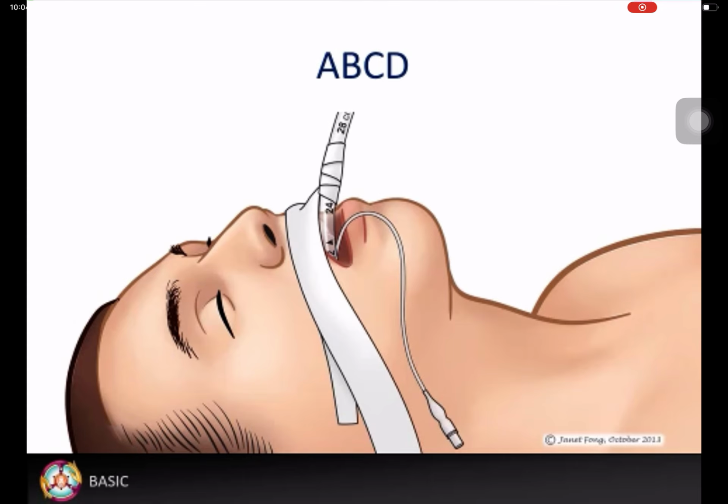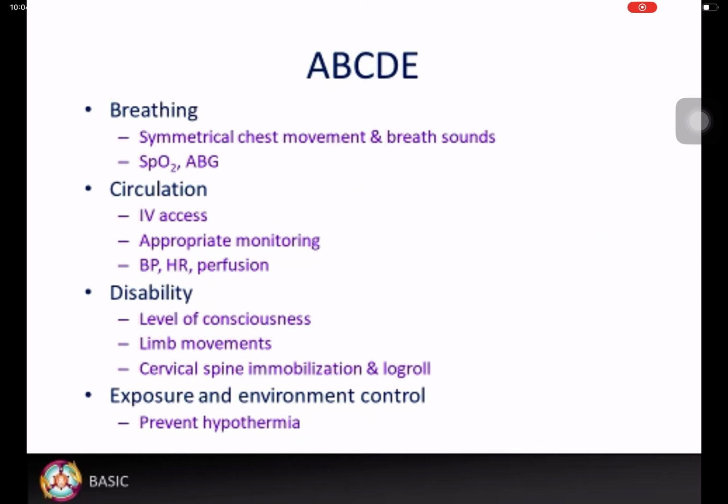She should then check the ABCs, checking the position of the ET tube and that it's properly secured. She should then go on to check both sides of the chest are moving and being adequately ventilated, the saturation and the arterial blood gases. She should make sure there is adequate IV access and appropriate monitoring. Assess the blood pressure, heart rate and perfusion, level of consciousness, and limb movements.